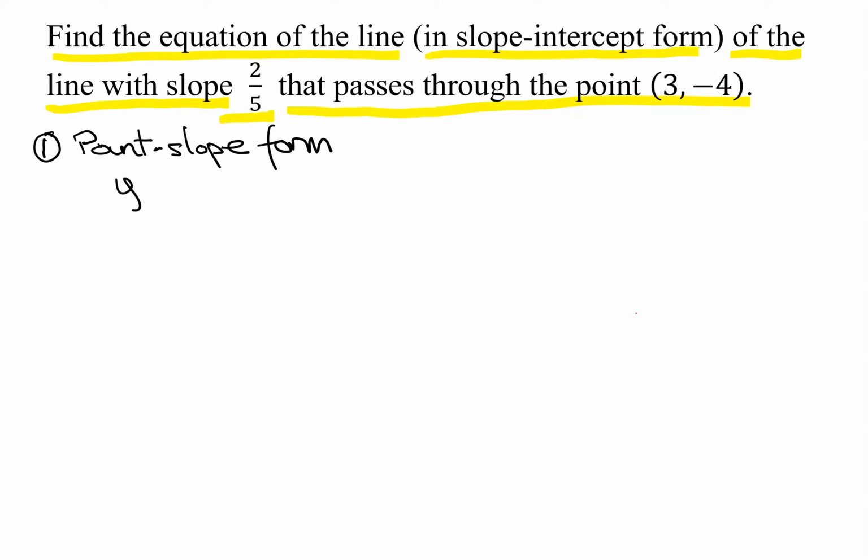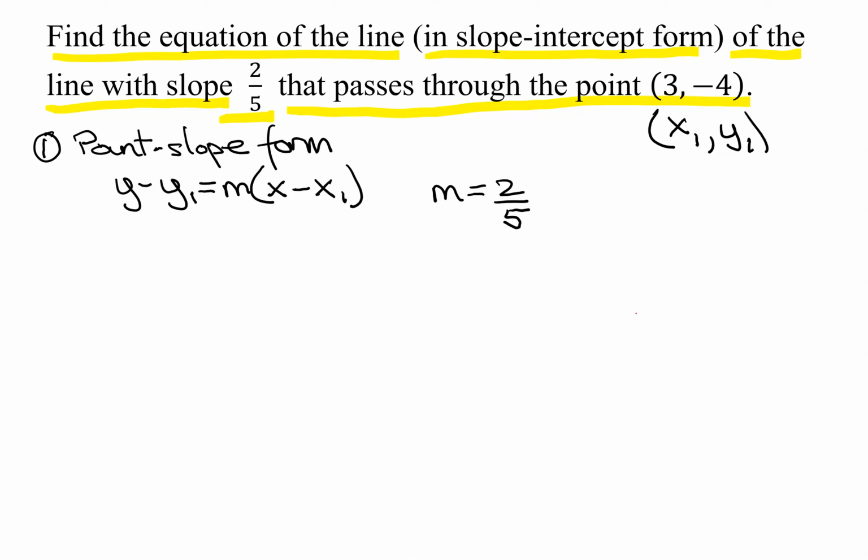And by that I mean y minus y sub 1 equals m times the quantity x minus x sub 1. And m is the slope, so we know that m equals 2/5. And x sub 1 and y sub 1 are the coordinates of the point that I'm given. One thing I want to point out is some books write this equation as y equals m times the quantity x minus x sub 1 plus y sub 1.